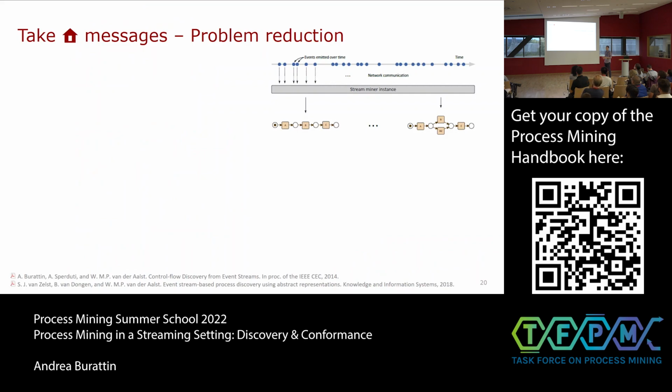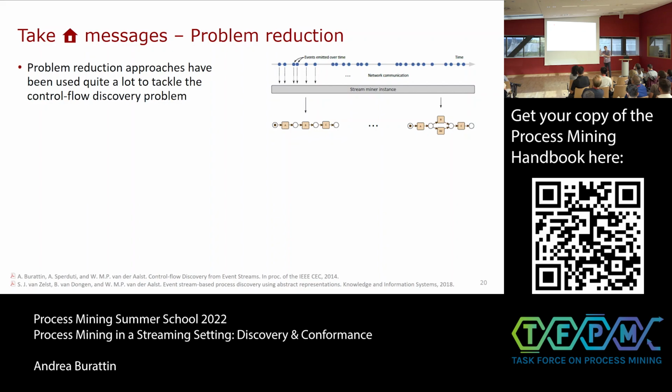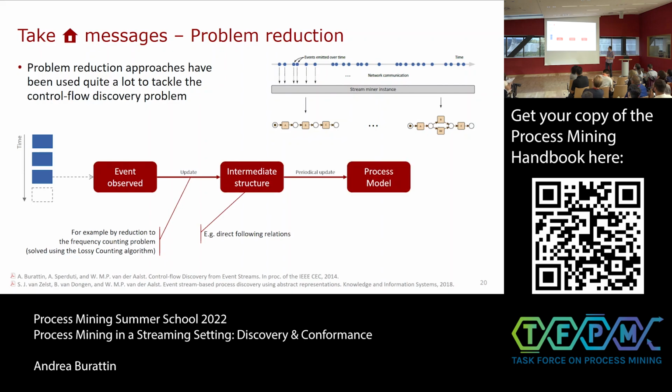So the take-home message of this family of techniques is that we take a problem that has been solved already for a simpler case, and we try to rephrase our problem in terms of this simpler solution. There are many other techniques, but all of them boil down to the idea that you have your events, you construct an intermediate data structure, and the updating of this intermediate data structure is where the problem reduction typically happens, based on the type of intermediate data structure that you want to have.